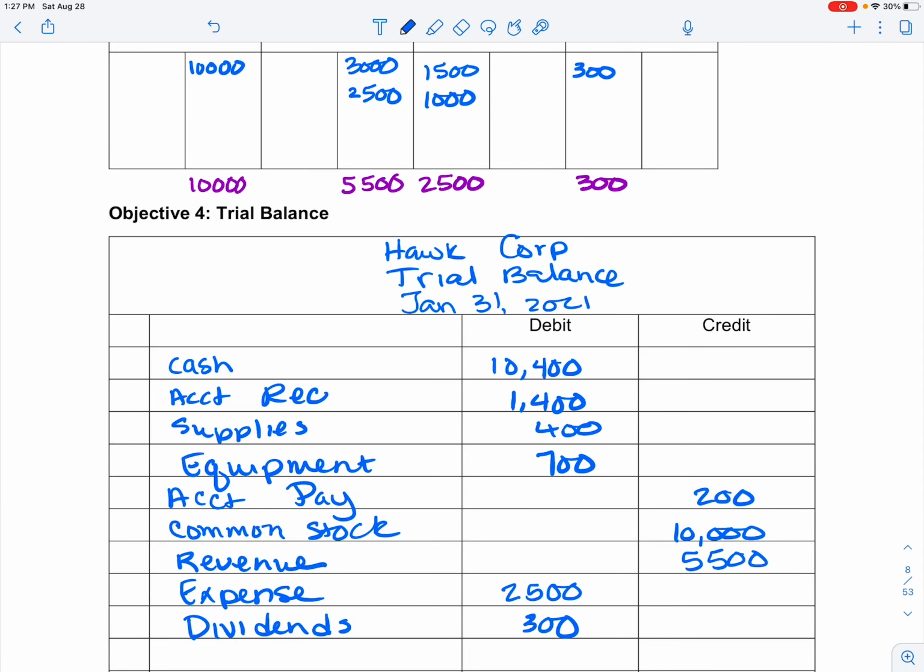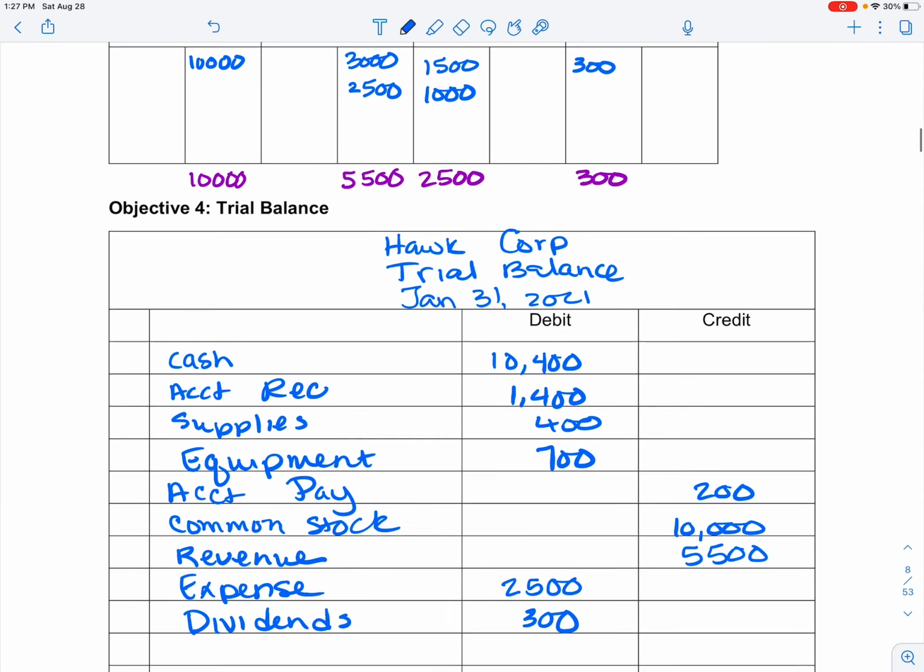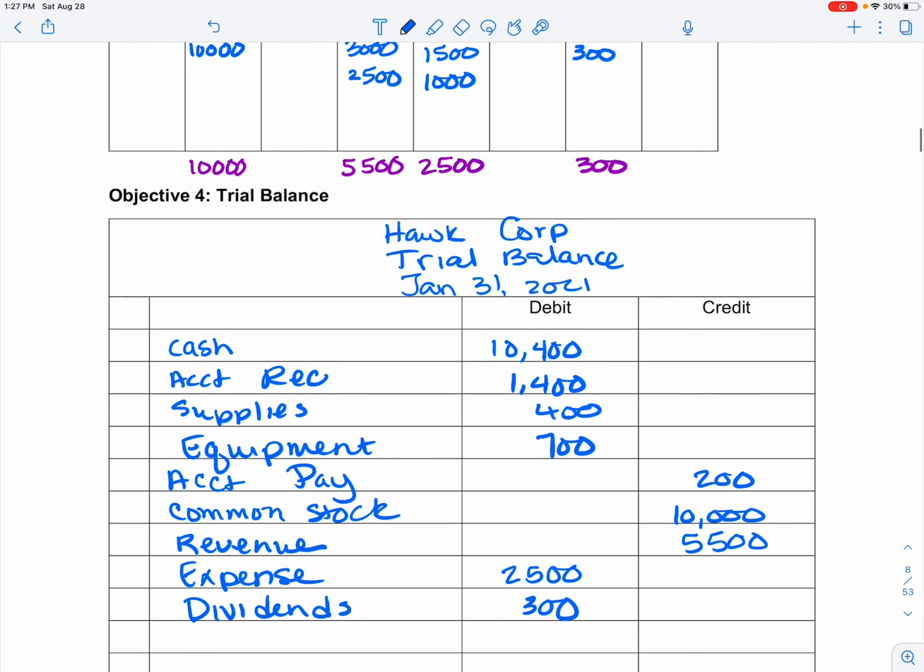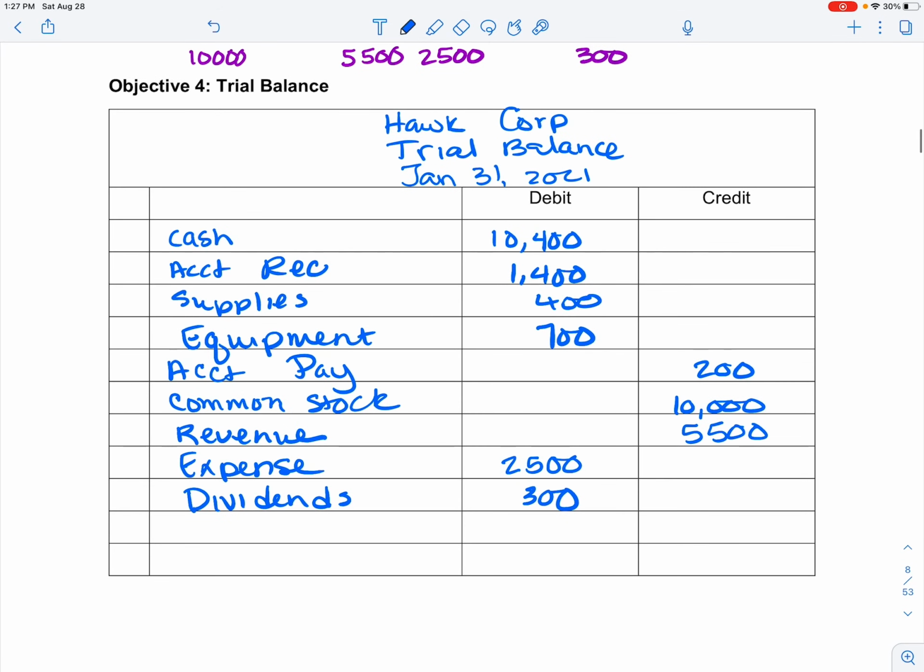I'm going to go make sure I transferred everything, which I think I did. And then your next step is to add up my debits and add up your credits to get a total. The whole idea of the trial balance is to make sure your debits equal your credits. If I add these up, I should get 15,700 on each side. And then you know you're done.